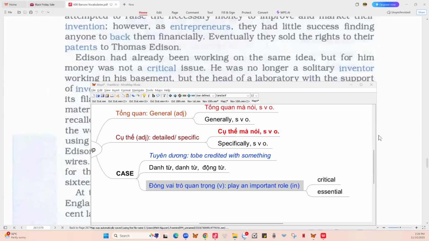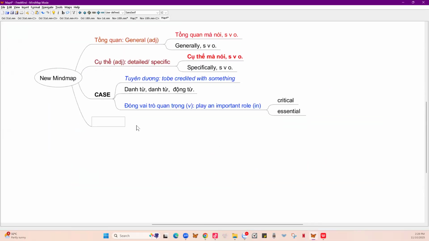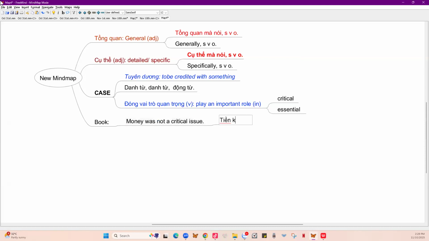Giờ sẽ sử dụng biểu đồ tư duy toàn bộ ha. Money, okay. Money was not a critical issue. Đây là câu của trong sách. Dịch ra là gì? Tiền không phải là vấn đề, ok. Thiết yếu có nghĩa là quan trọng. Nếu mà không hiểu thì nhớ cái từ thiết yếu là quan trọng trong tiếng Việt. Đây là câu của đề.